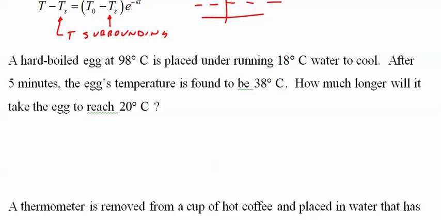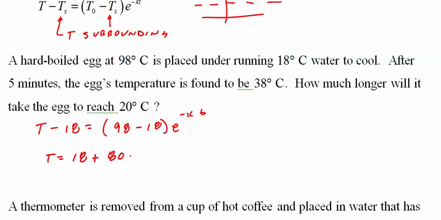So there's a lot going on here. We start with T minus 18, the surrounding, equals the original 98 minus 18, the surrounding, e to the negative kt. So we've got a nice little setup here. T equals, do the math, add 18. No, subtract those two. 18 plus 80 e to the negative kt.